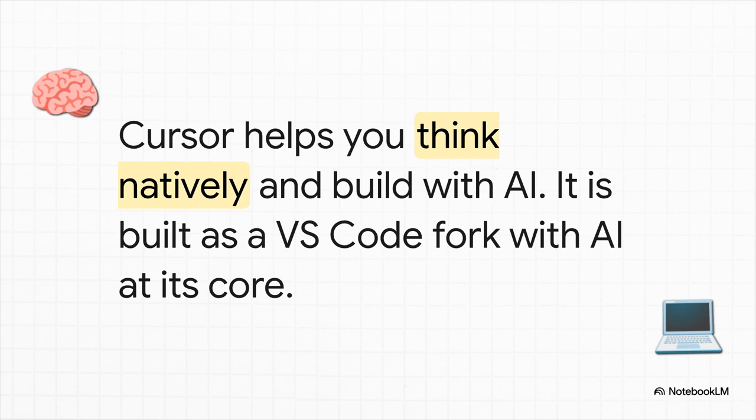But here's where things get completely different. Traditional editors like VS Code, they rely on bolt-on AI extensions, which are constrained by older APIs that were really never designed for artificial intelligence. Cursor, on the other hand, is AI native. It actually embeds AI directly into the editor's core, accessing your abstract syntax tree and your file system so it can help you think, build, and debug natively.